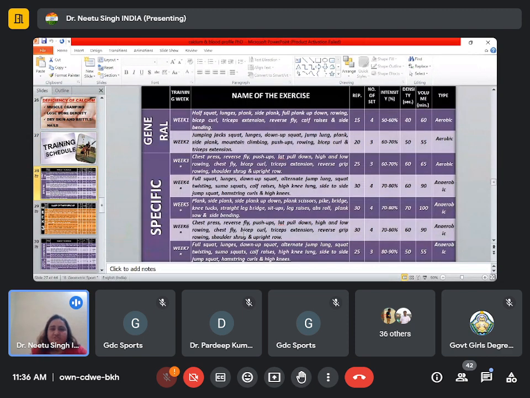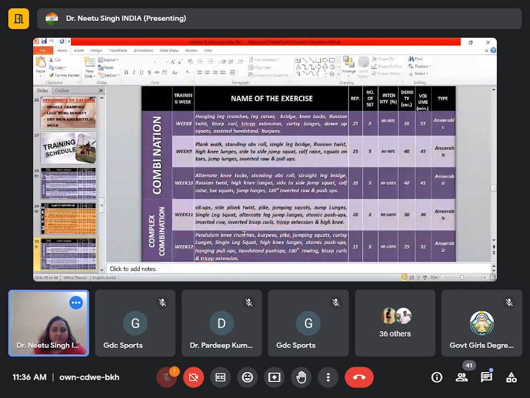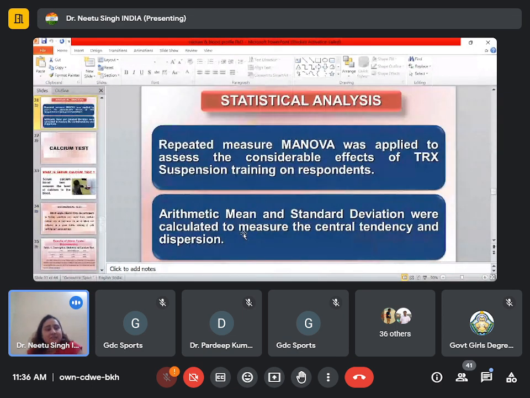These are the training schedules I followed for 12 weeks with different intensity, density, and types. And this is the statistical analysis, how I reached the results. I used MANOVA to find the considerable effect of suspension training on respondents. Arithmetic mean and standard deviation were calculated to measure central tendency and dispersion.